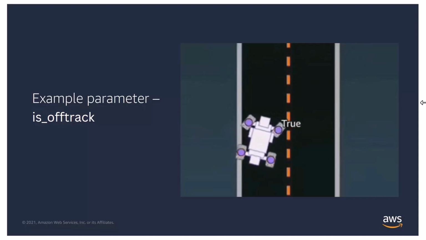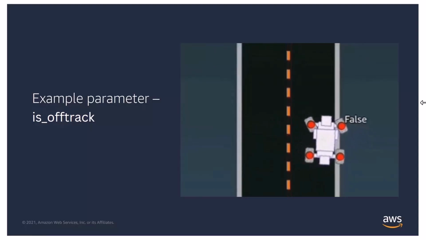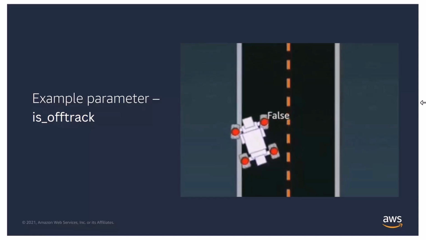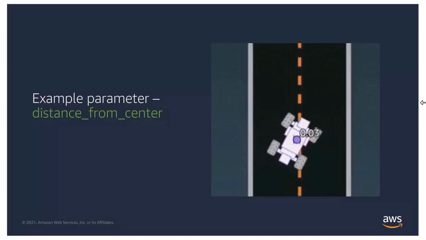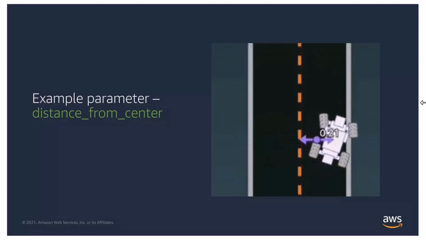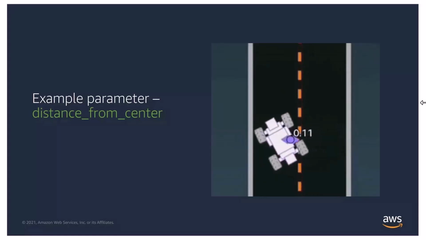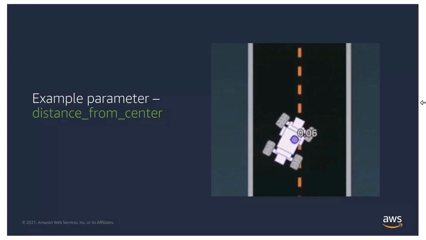Another important parameter is off track. This parameter should include hard penalties when not satisfied. Next parameter is distance from center. It will calculate the distance between the center line and the car. This can be used to reward a model for closeness to the center line.